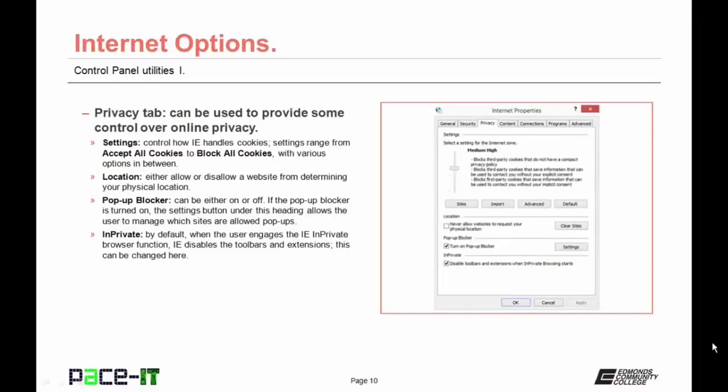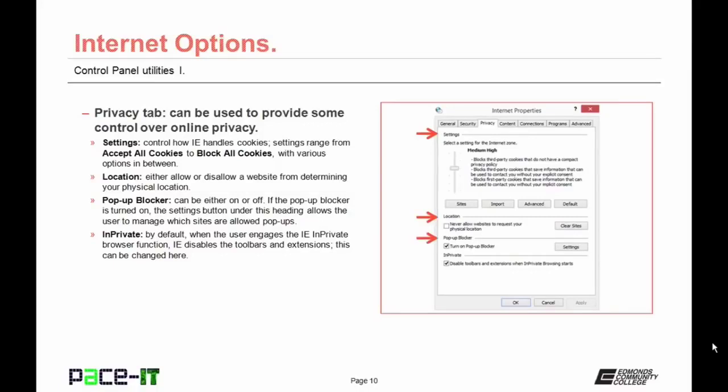Now let's move on to Privacy. The Privacy tab allows some control over online privacy. The Settings section allows some control over how Internet Explorer handles cookies. The settings range from accept all cookies to block all cookies with various options in between. The Location section either allows or disallows a website from determining your physical location through your IP address.